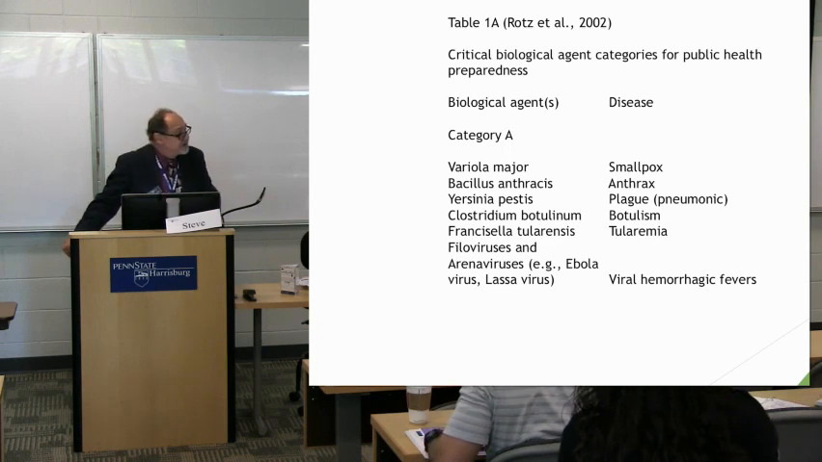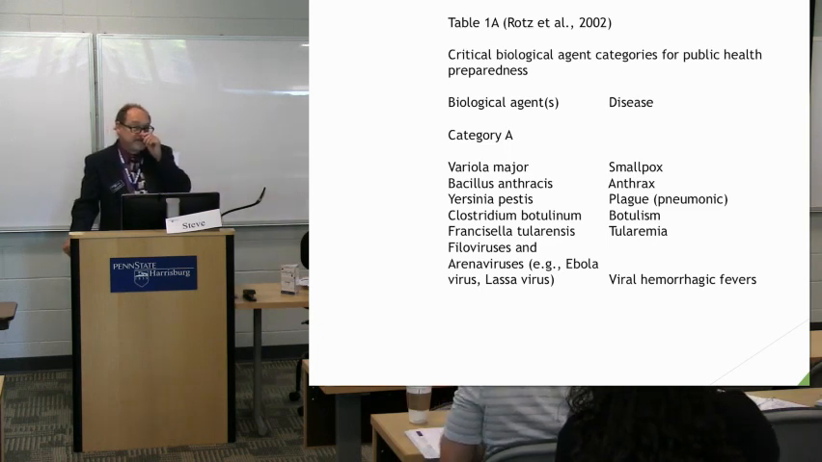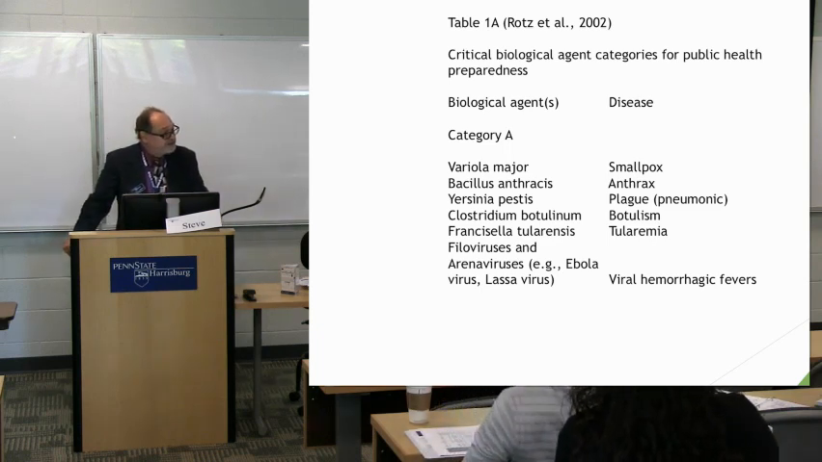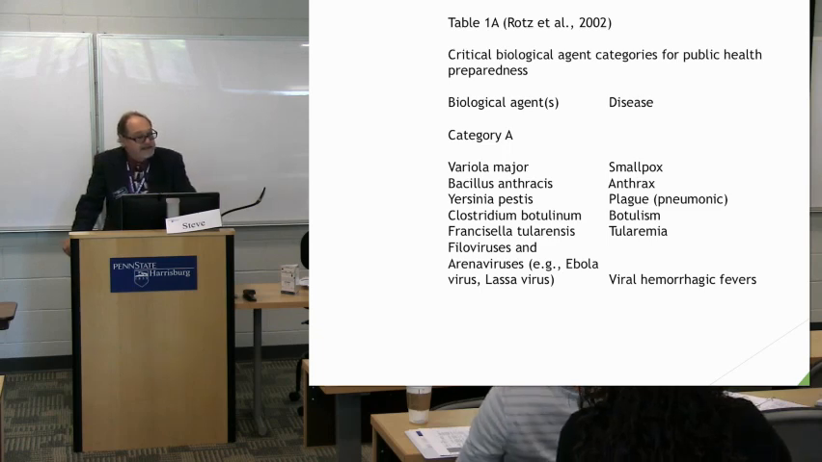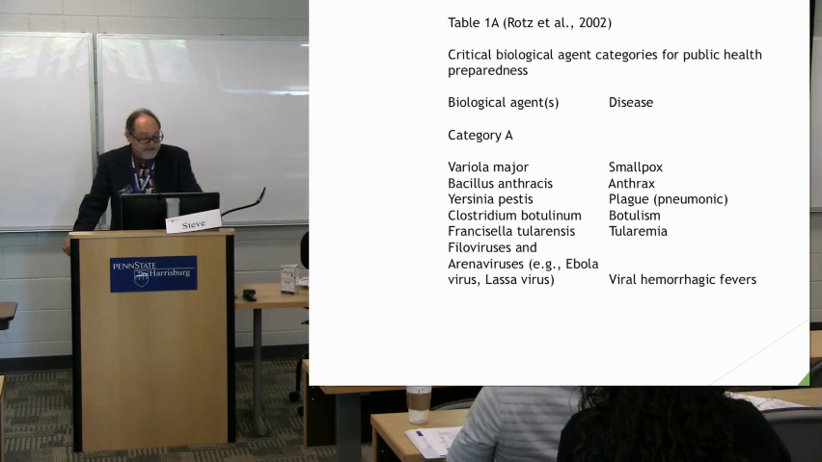Category A agents are the ones that are most dangerous, more easily produced and disseminated, and deadly. Take a look at some of these diseases. Smallpox.